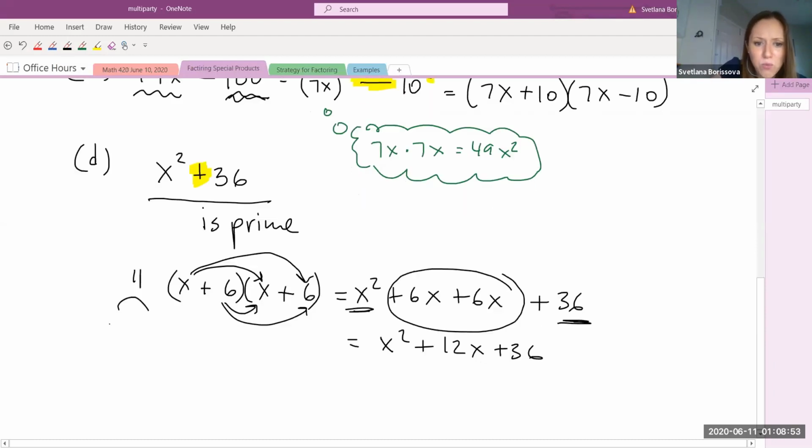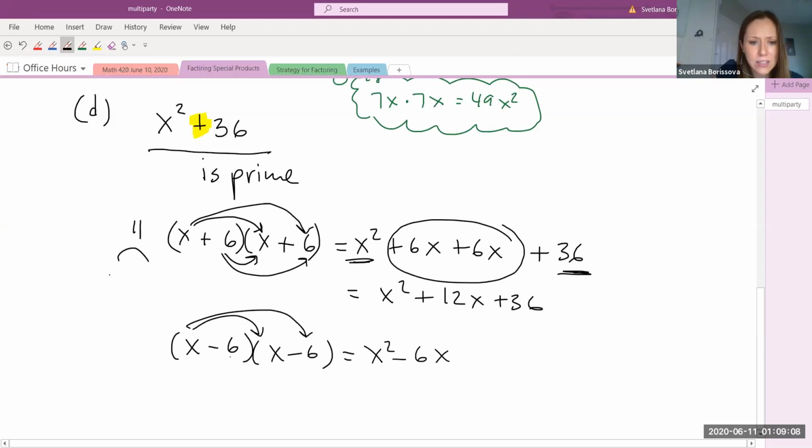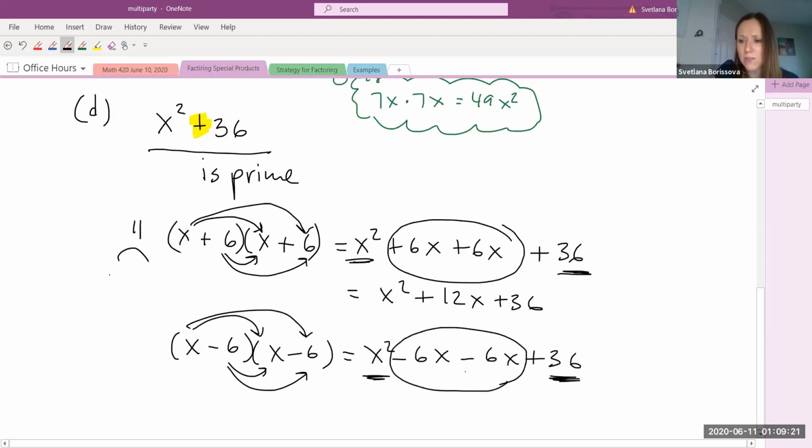With both pluses, will it work with both minuses? So if I have x minus 6 times x minus 6, maybe those minuses will make things cancel. Well, if I factor it, it's going to be x squared minus 6x, and then those 2 minus 6x plus 36. Again, I do have x squared, and then I have plus 36, but those 2 middle ones will not go away. It's going to be x squared minus 12x plus 36. So again, that would not be the way to factor.